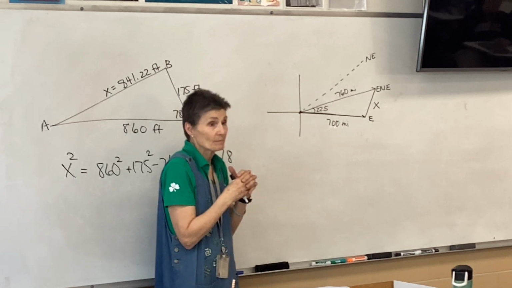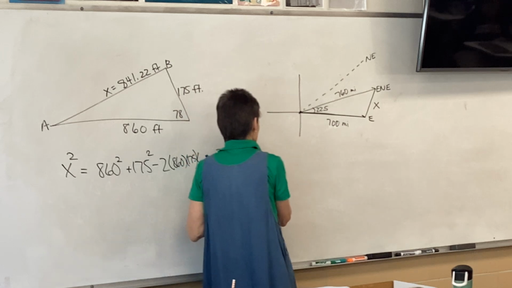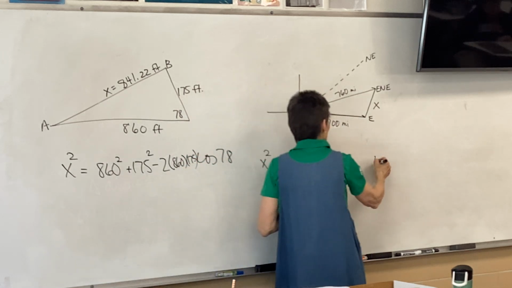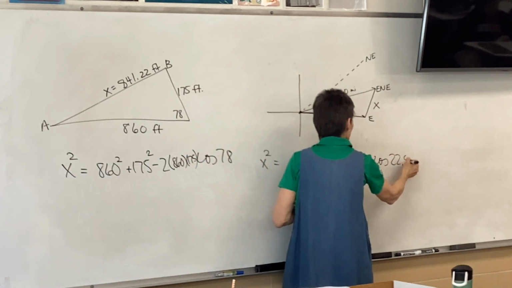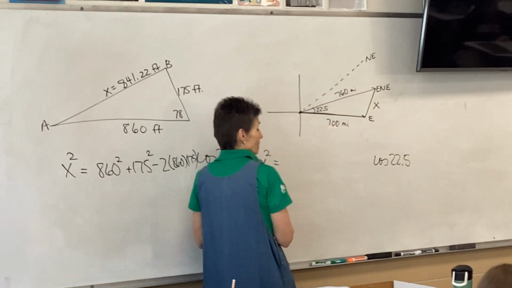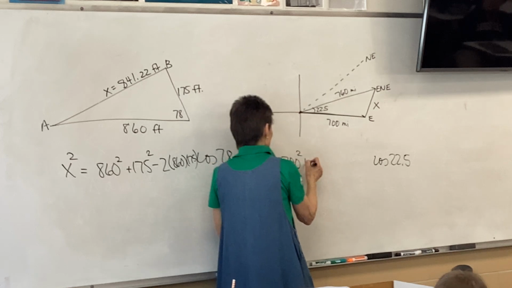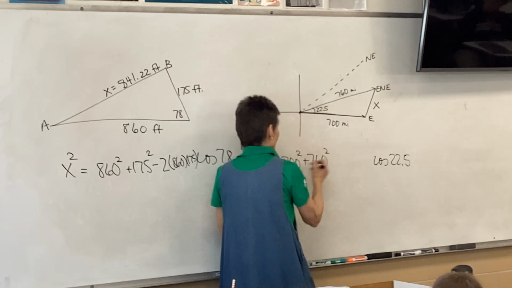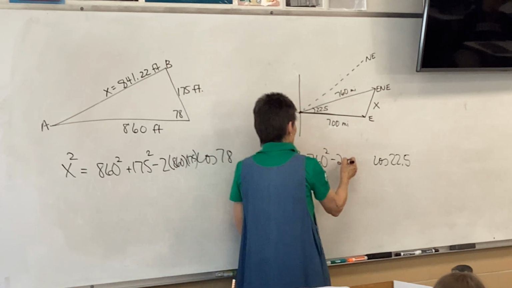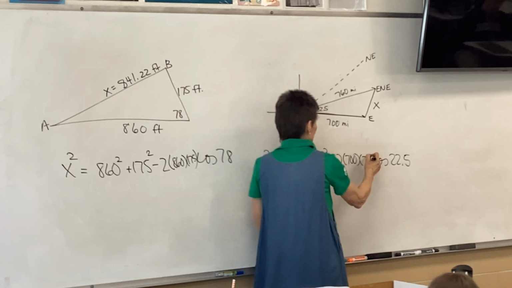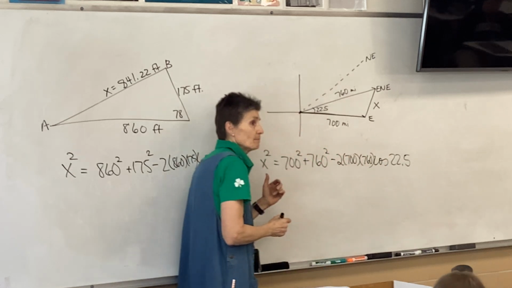Which one is it? Here we go. X squared equals 760 cosine 22.5. And then what's in the middle? 760 squared, 700 squared in either order, those two added together, minus 2 times 700 times 760.